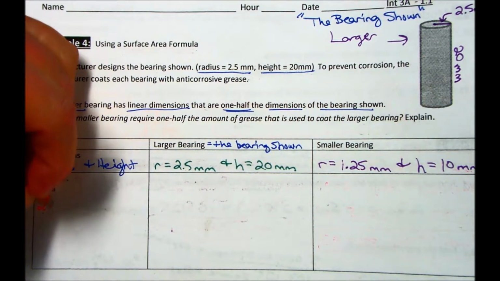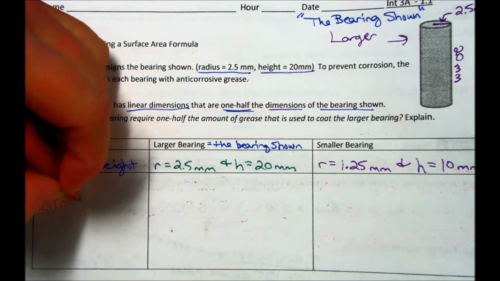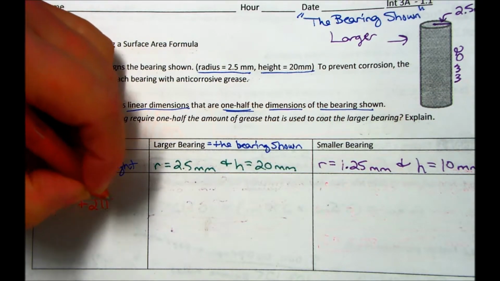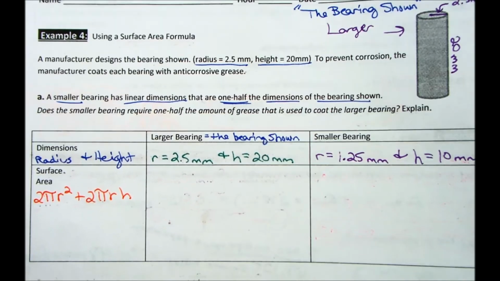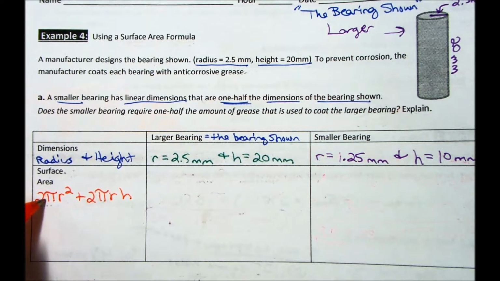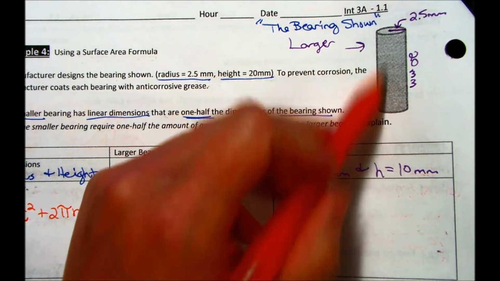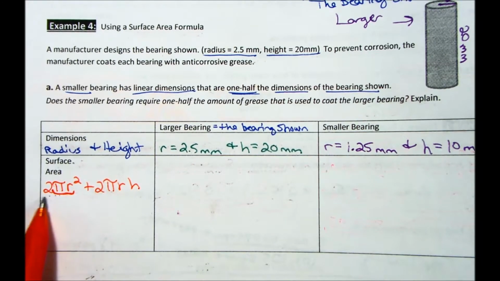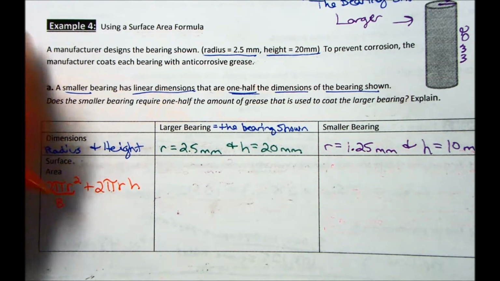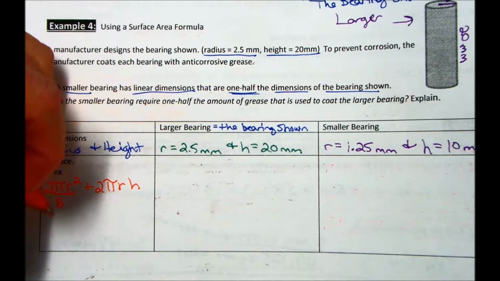It's 2 pi r squared plus 2 pi r h. So the pi r squared is what we're going to call big B, because that's the area of the base of our cylinder, which is the shape of a circle. And we have two of them, so it's 2 pi r squared. So that's big B, or the area of the base.